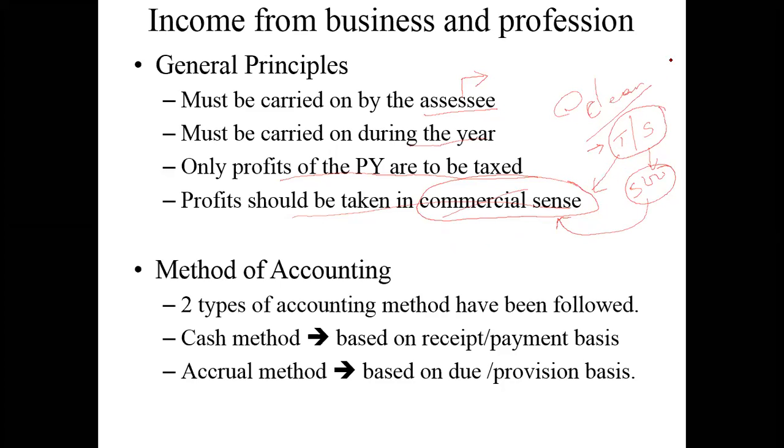Getting my logic here? Any doubts in understanding the concept? So whenever we have to compute income from business and profession, it has to be there in commercial terms, in monetary terms. Only then is it eligible for deductions, and it is also eligible for taxation. Any doubts in understanding this concept, please?